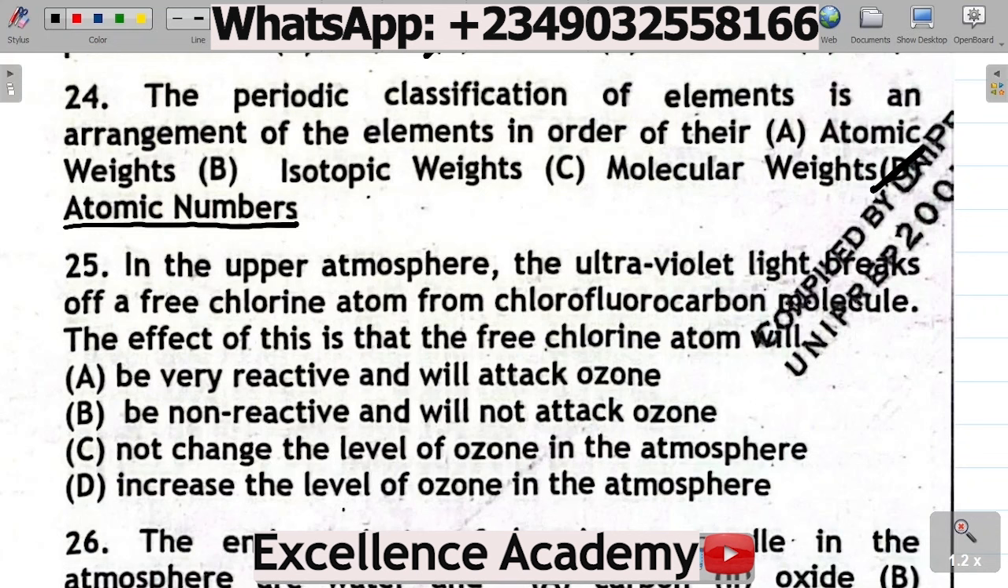For question 25, the correct answer is A. It will be very reactive and will attack ozone. All right. For this question, you want to note that chlorofluorocarbons, also called CFCs, that's the short form, have a timeline in the atmosphere of about 20 to 100 years. And consequently, one free chlorine atom from a CFC molecule can do a lot of damage, destroying the ozone molecule for a long time.